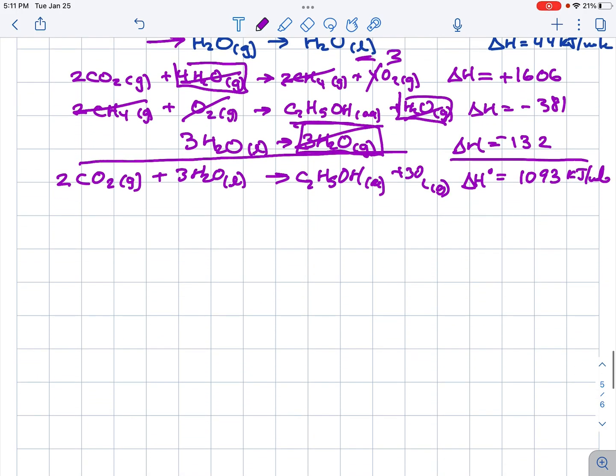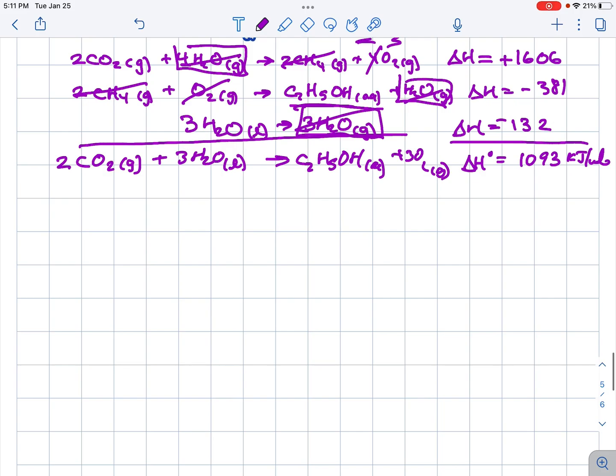Okay, so let's just scroll down to here, all right? So we're just going to start somewhere in the middle. So I'm going to draw an arrow here. And again, Y is enthalpy, so up is positive, down is negative. So we're just going to start somewhere. We're going to go up, and that's going to be up by 1606.